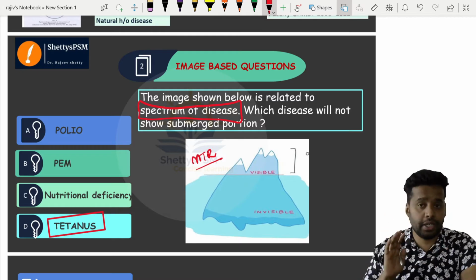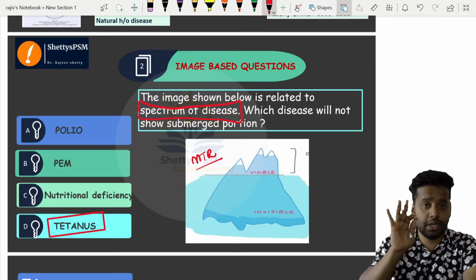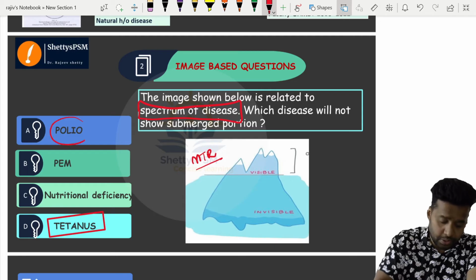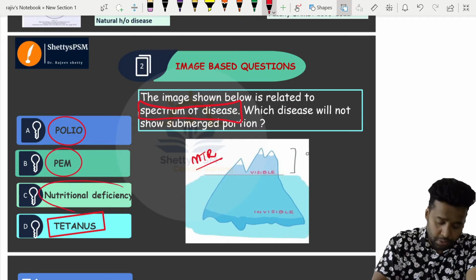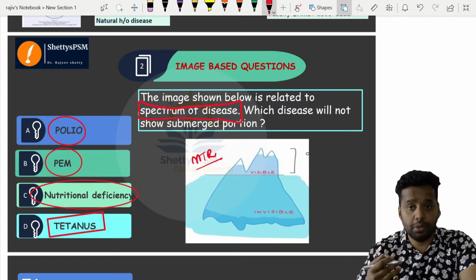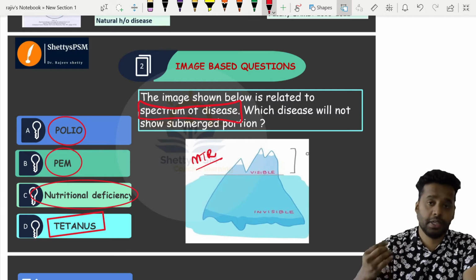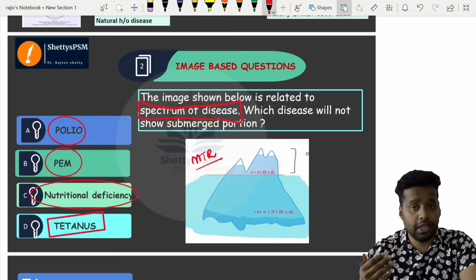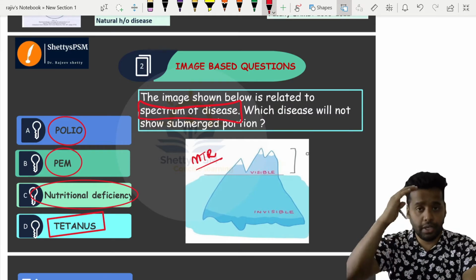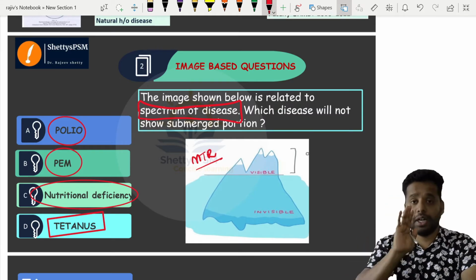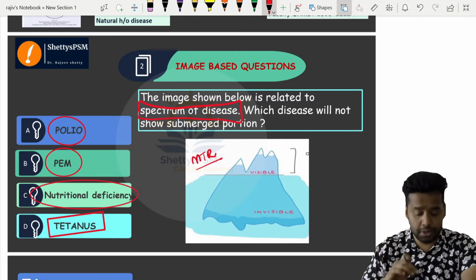MTR has no chronic carrier state: measles, tetanus, rubella and rabies. The remaining diseases will show a submerged portion, like polio, protein energy malnutrition, nutritional deficiencies, leprosy and even mental health disorders. Those will have a huge submerged portion. Answer is tetanus, no submerged portion.